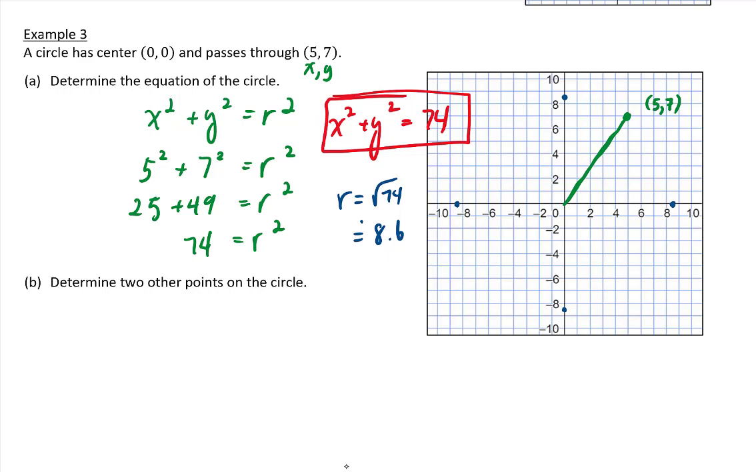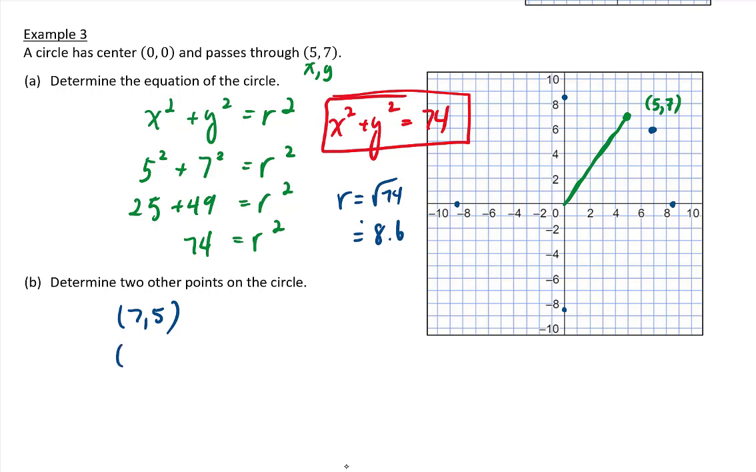So part B, it's easier to find other points on the circle. And as long as they're combinations of 5 and 7, you will have other points. So of course we can have (7, 5). The square of 7 plus the square of 5 is 74. So let's do that one. That would be (7, 5). There would be a point on the circle.